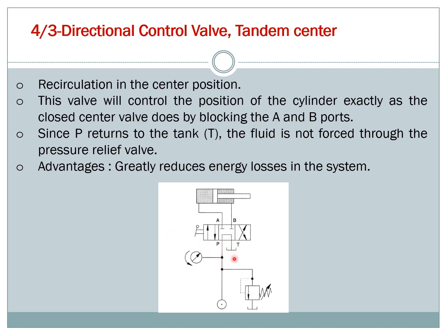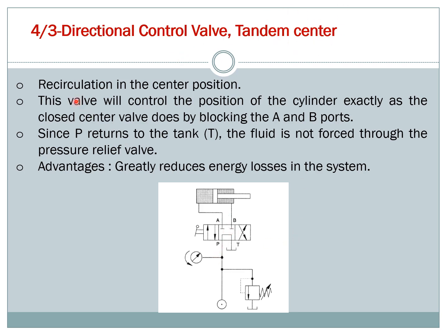So pressure is initially connected to tank, and when you shift, it will connect to the respective port. So you can have recirculation in the center position. It's a more improved solution for the previous case. The previous case produced energy loss and the oil became hot, so you can reduce that by having a direction control valve in a tandem center.